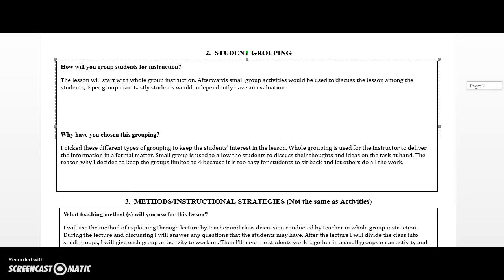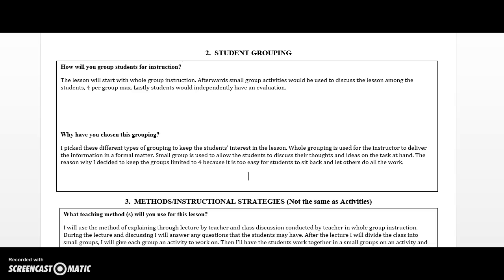Next, part number 2, dealing with how I group my students. The lesson will start with whole group instruction. Afterwards, small group activities will be used to discuss the lesson among the students. 4 per group max. Lastly, students would independently have an evaluation.